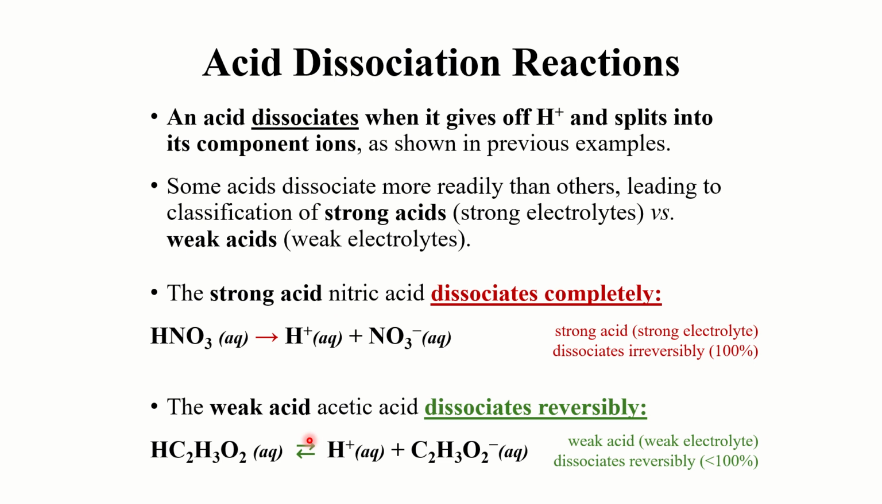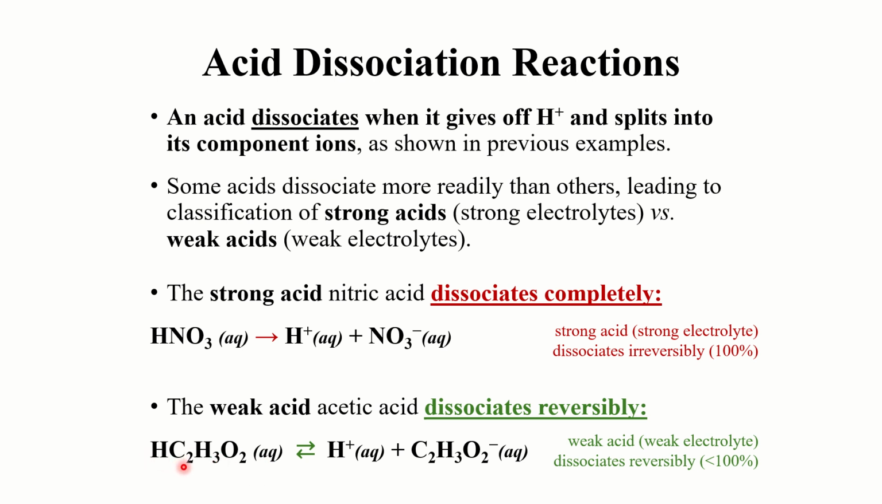So this is actually an equilibrium reaction, and we'll learn more about the equilibrium constants of acids in another lecture, but you may have noticed a couple acid-base reactions earlier in this lecture that had double arrows. The double arrow here means it is a weak acid which dissociates reversibly. So acetic acid dissociates reversibly.